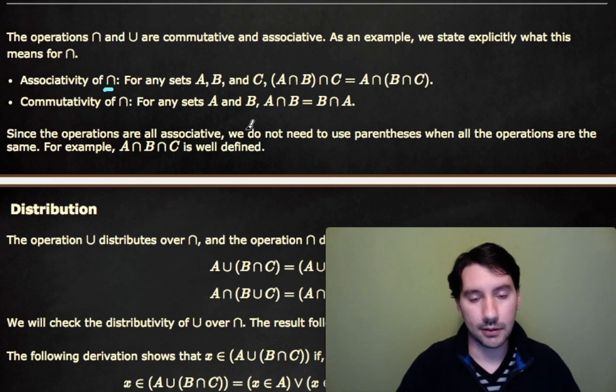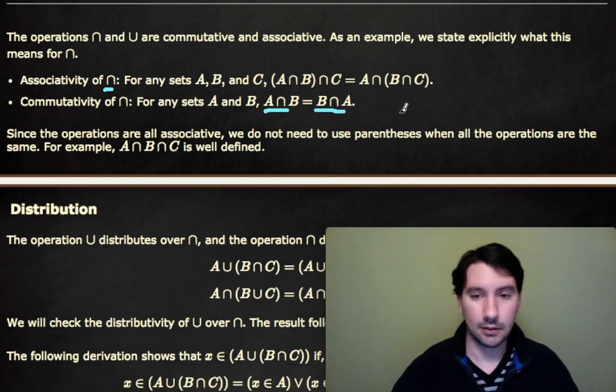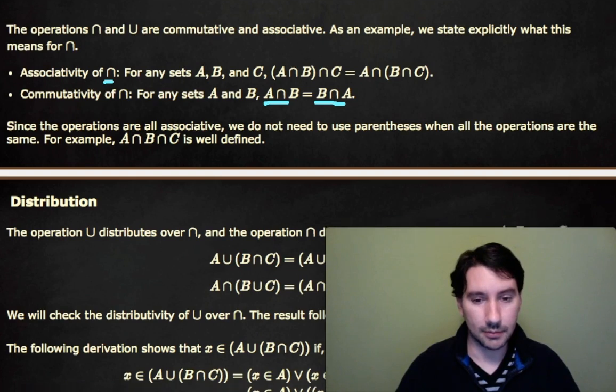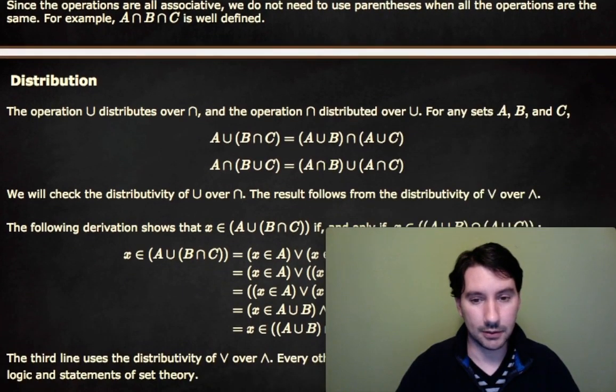Commutativity means that the order of the sets doesn't matter. So A intersect B is the same as B intersect A. Doesn't matter which one comes first. Same thing with union. So A union B is equal to B union A. And now that we've seen some basic properties of each of the operations, we need to know how the operations interact with one another.